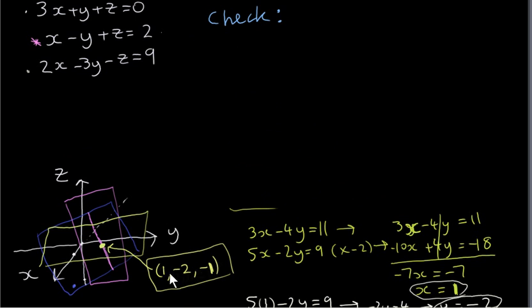Now, as a check, I'm going to plug this triple of numbers into the top equation. So the top equation is 3x. So I'm going to plug 1 in for x, plus y, plus z, and this should all work out to 0. So this is 3 minus 2 minus 1, which is 3 minus 3, which is indeed 0. And it should also work for the other two equations.